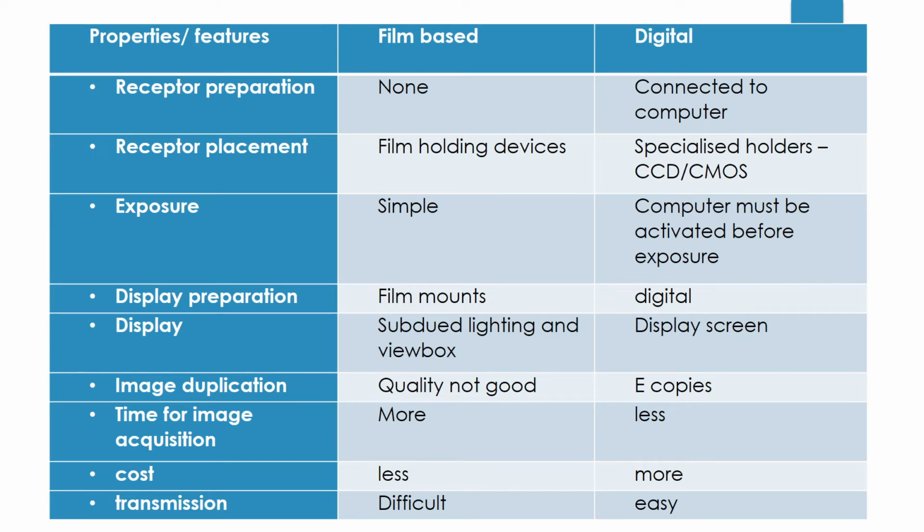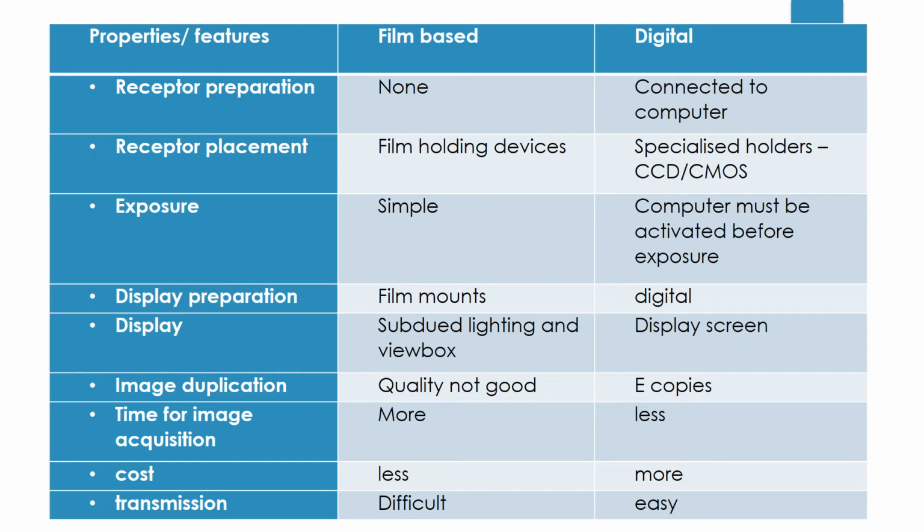Image duplication: there is a technique for duplication. You get duplicating films, but the quality is not really very good. You might rather want to expose the patient all over again. Whereas in a digital image, you can make multiple copies of your image without any deterioration or any change to the quality of the image.